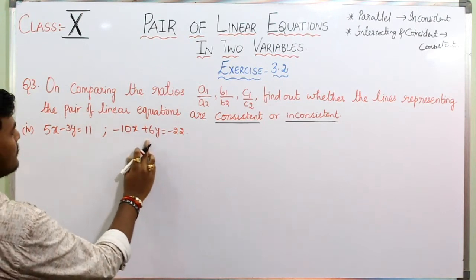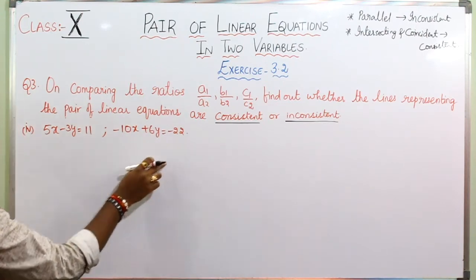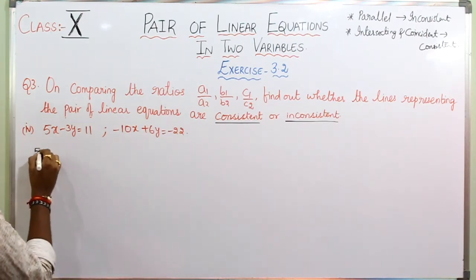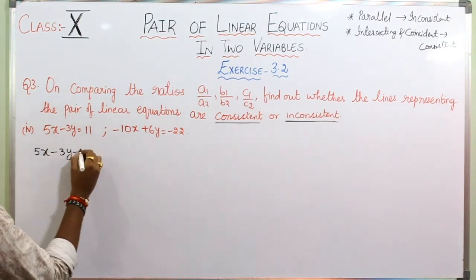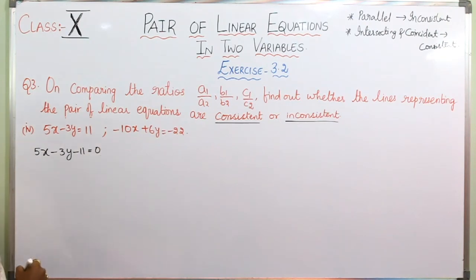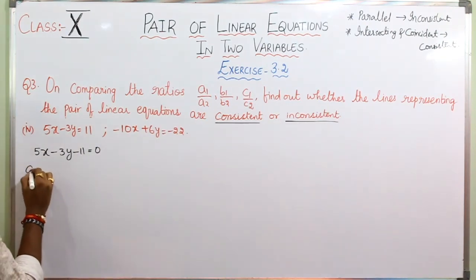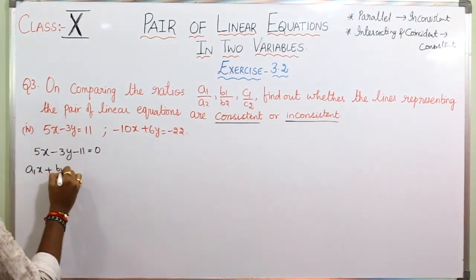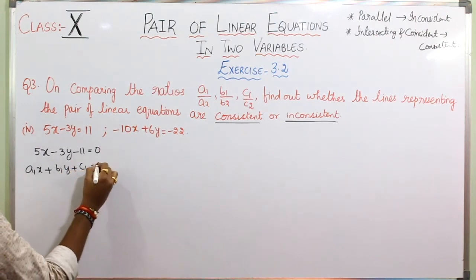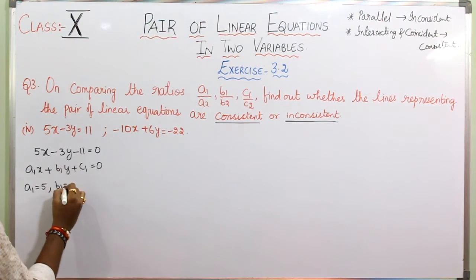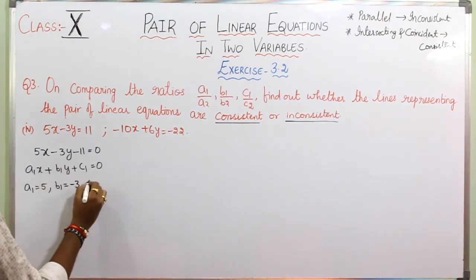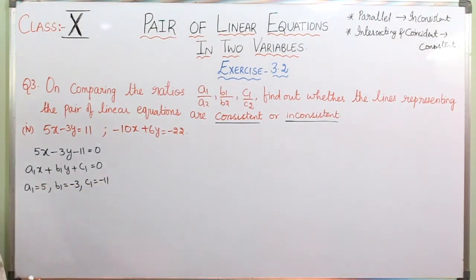Now the next problem, that is the fourth one, that is 5x minus 3y is equals to 11, minus 10x plus 6y is equals to minus 22. Same, consider the equation 5x minus 3y, taking this term inside, minus 11 is equals to 0. Now compare it with a1x plus b1y plus c1 is equals to 0. Then we will get a1 as 5, b1 as minus 3 and c1 as minus 11.